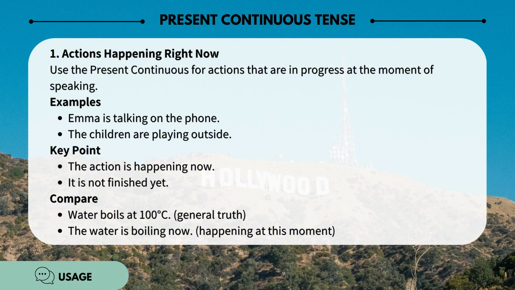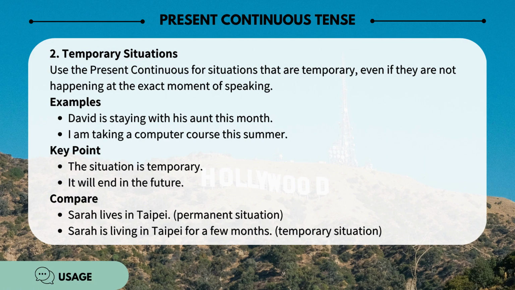This is a very common mistake. Many learners see the word water and automatically think of the present simple. But remember, we're not talking about water in general, we're talking about what it's doing right now. 2. Temporary situations. Now let's move on to our second use. Sometimes an action isn't happening at this exact moment, but the situation is temporary. That's when we also use the present continuous.